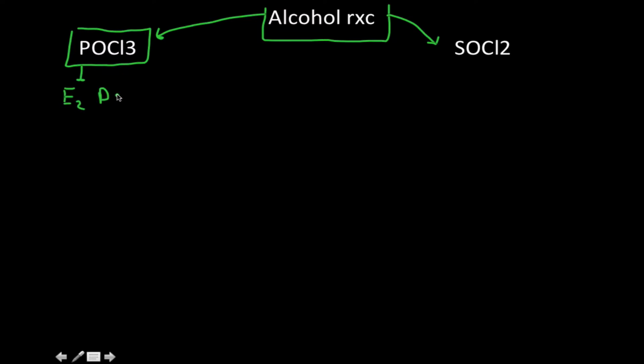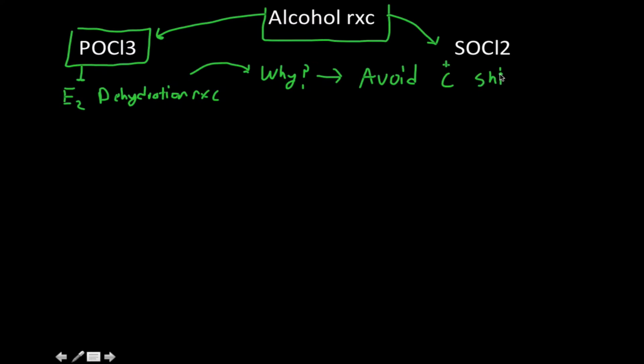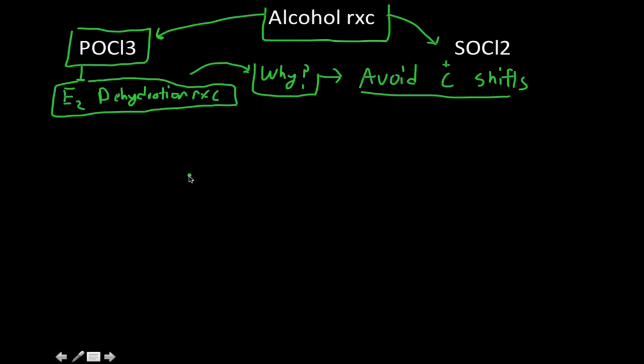I guess the overall mechanism of it though is an E2 dehydration reaction. Okay, so we're getting rid of, or pulling water away from the system. Why do we do this though? So let's talk about why we would want to use POCl3. Because this is a way that we can avoid, especially when you start working with other molecules, carbocation shifts. That's really problematic later on. So why? To avoid carbocation shifts. So it's an E2 dehydration reaction that we're using with POCl3.